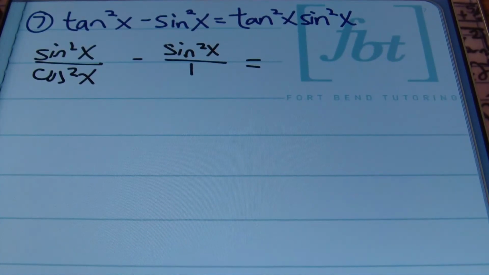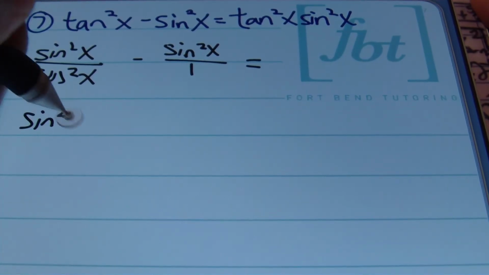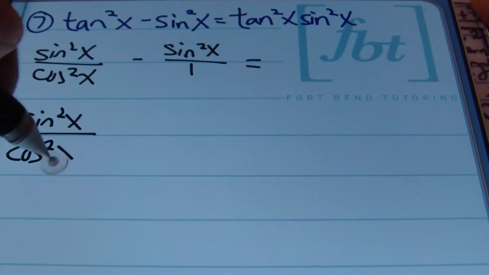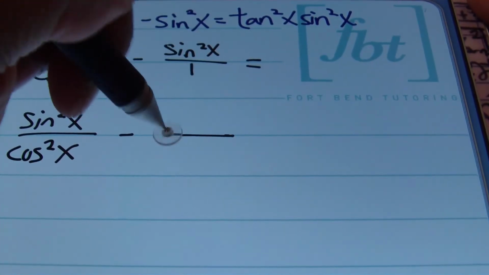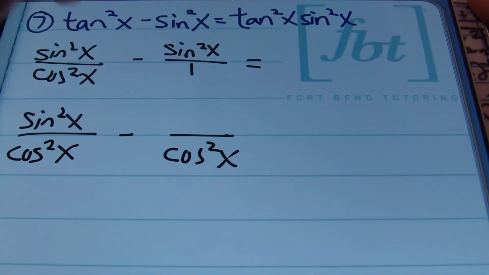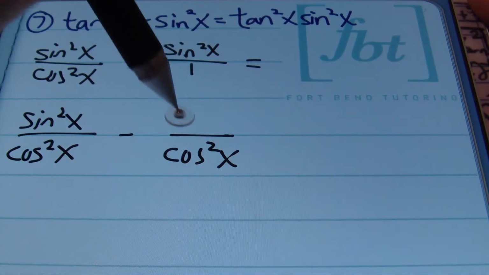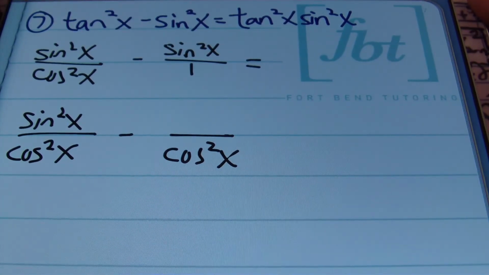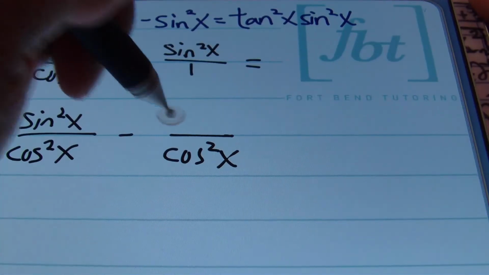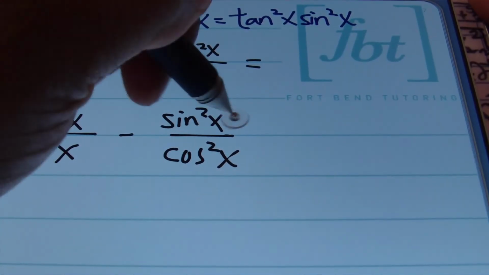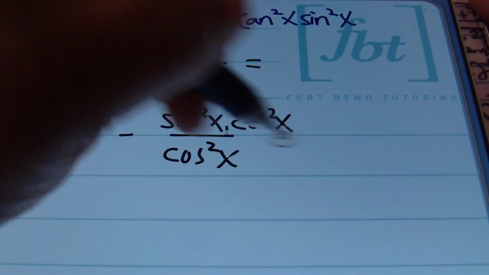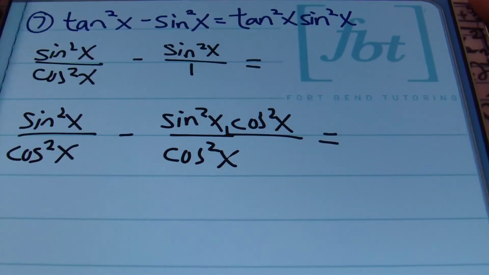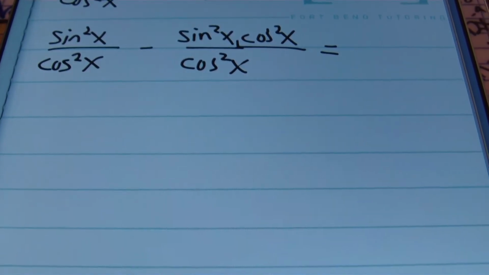Now once again I'm looking at 2 fractions, but this time they're asking me to subtract them. I still need a common denominator. So I'll be rewriting this as sine squared x over cosine squared x, and then rewriting the other with a common denominator of cosine squared x. Since I had to multiply the denominator by cosine squared x, I need to multiply the numerator by cosine squared x. So I have sine squared x times cosine squared x in the numerator.